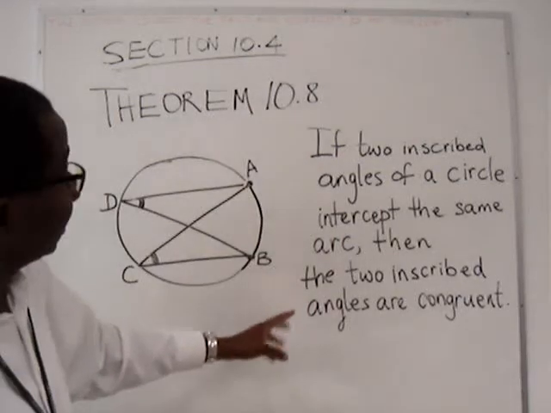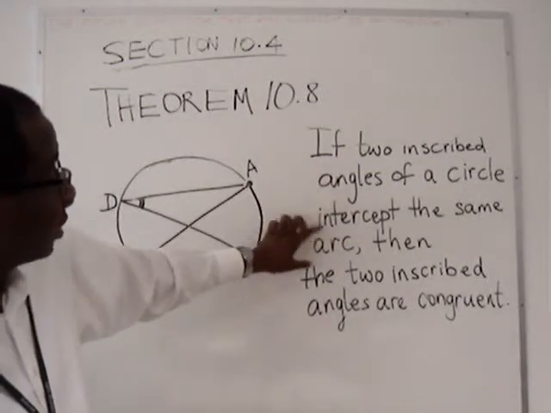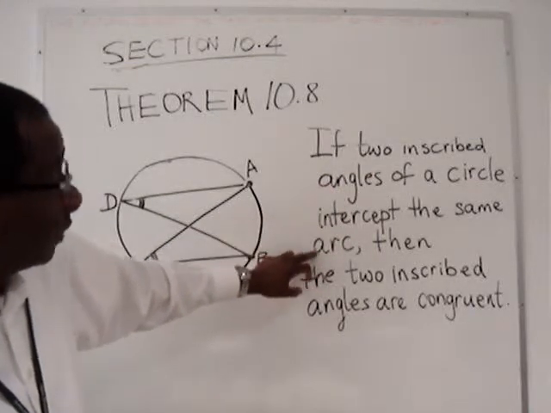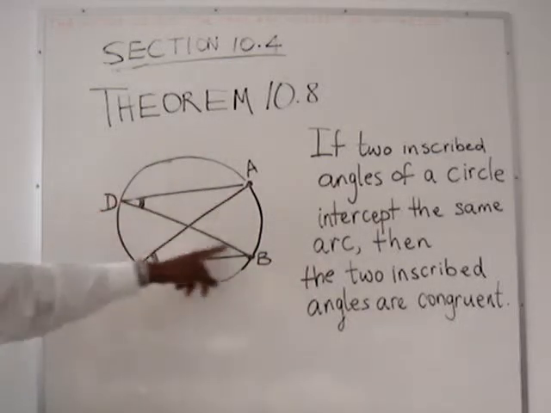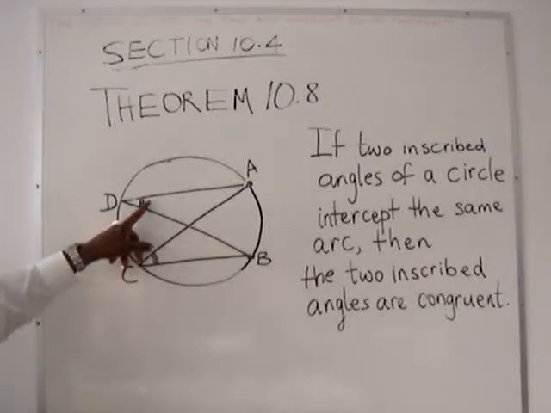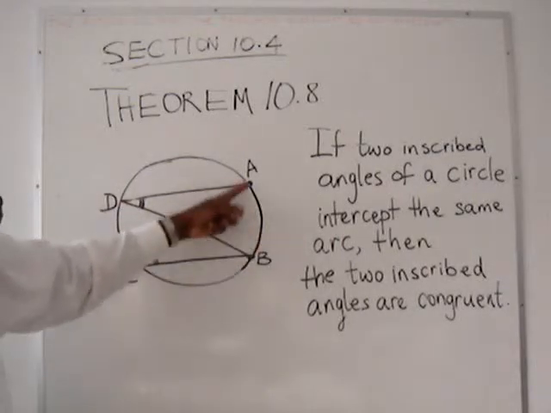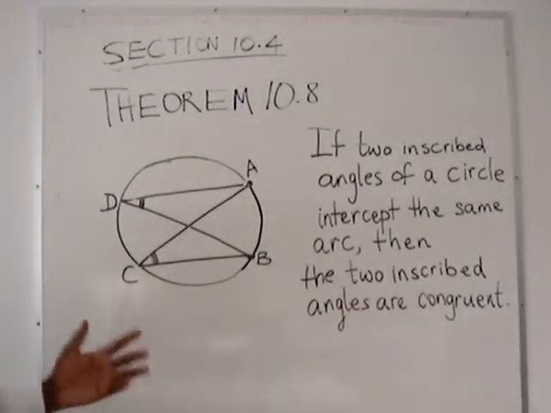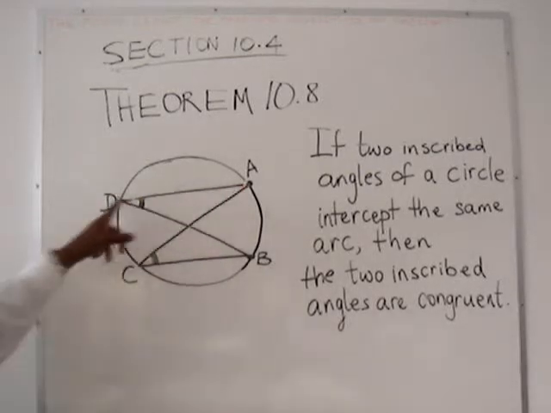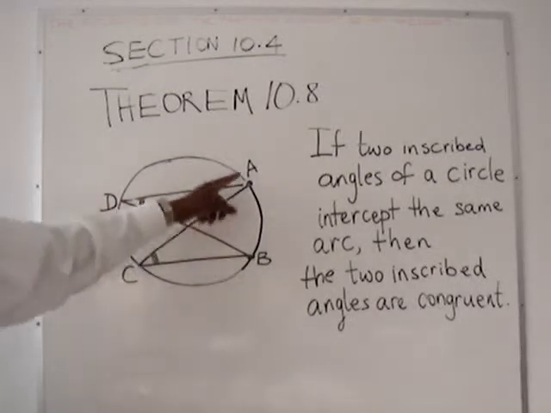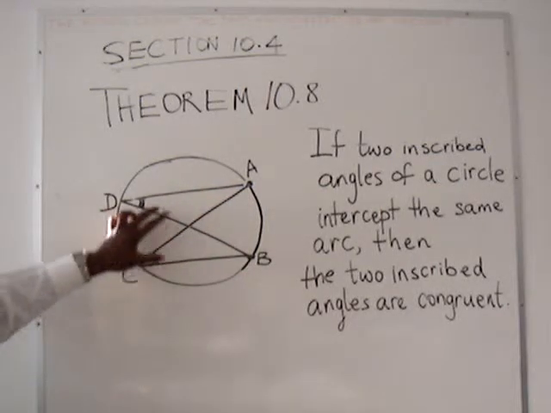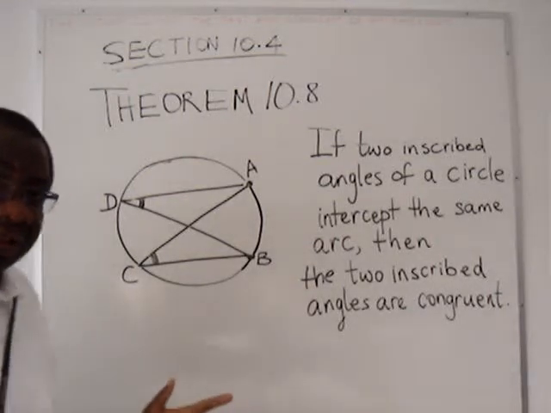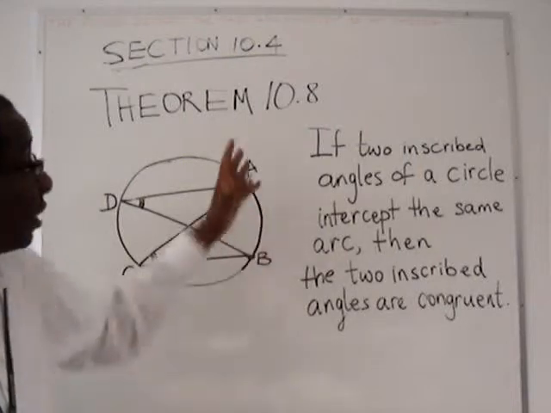So what does the theorem then say? The theorem says if 2 inscribed angles of a circle intercept the same arc, so again, those are the 2 inscribed angles C and D, they intercept the same arc, arc AB, then the two inscribed angles are congruent. That is, if these two inscribed angles are related to the same arc, then these two angles must be congruent. C and D must be congruent. Really, this should be easy for you to see. It comes directly from Theorem 10.7.